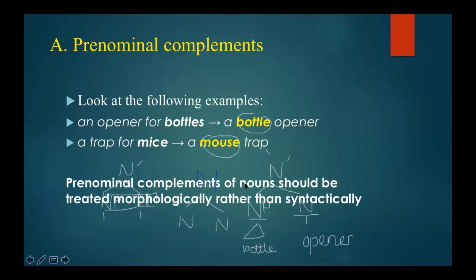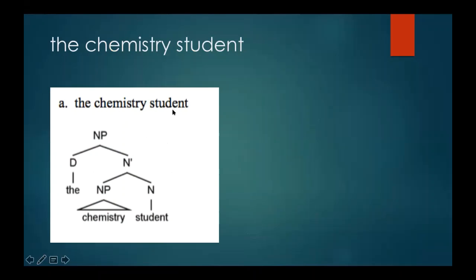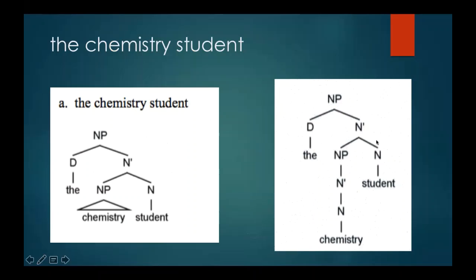And where is the complement? Okay, we will treat it like this. The chemistry student, it will be the complement. You already learned NP, so we don't need to use triangles anymore. You can do it straight from the triangle like this: NP, N, N, chemistry, the chemistry student.